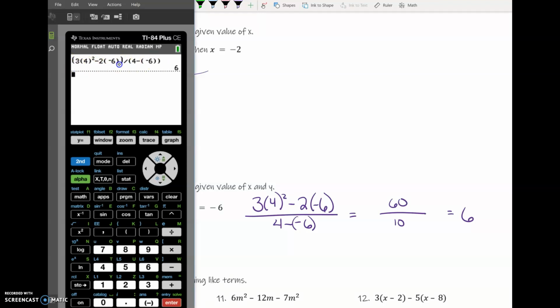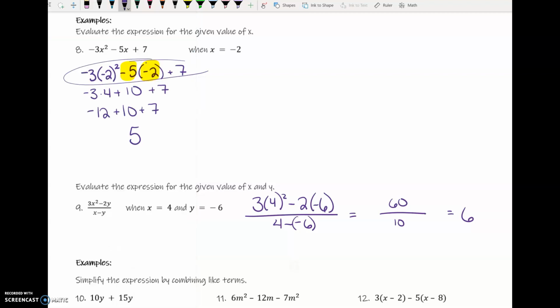I put the entire top inside parentheses and the entire bottom inside parentheses. Otherwise, do the entire top, hit enter, get that number, do the entire bottom, hit enter, get that number, then do your final division. When you have a division bar like this, you've created 2 separate groups, and you have to think about those groups individually.